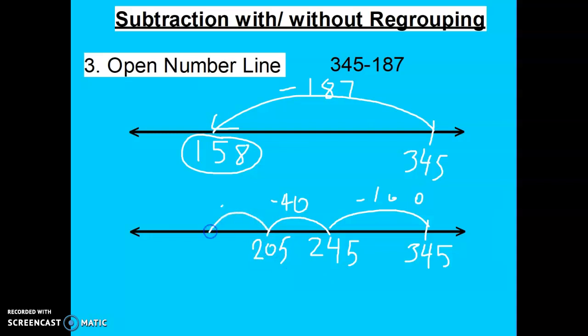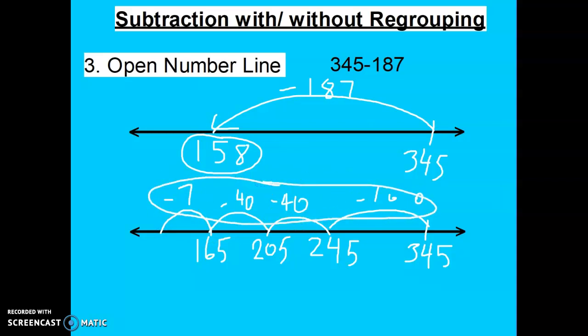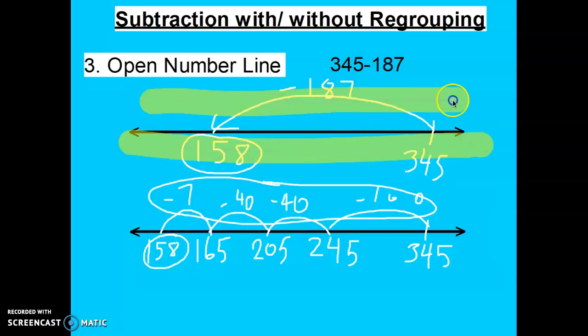And I know I can take away another 40. That will become 165. Altogether, so far, I have taken away 180. Now I need to take away another 7. This number here should add up to 187. And my final answer would be 158. So that is the subtraction with open number line model. Again, ultimately, this is the part that we really want students to understand.